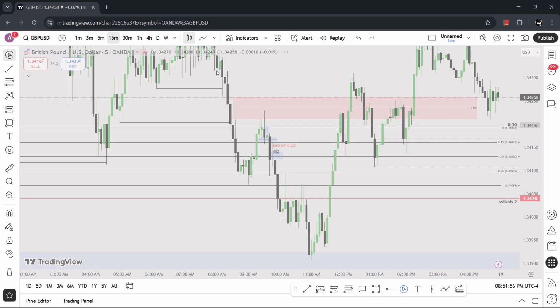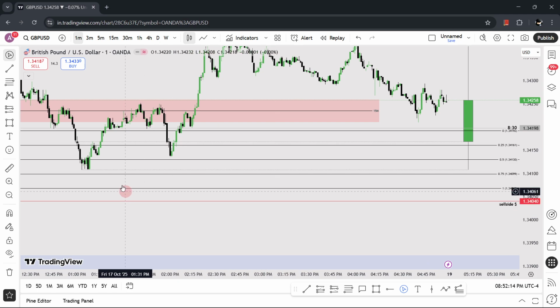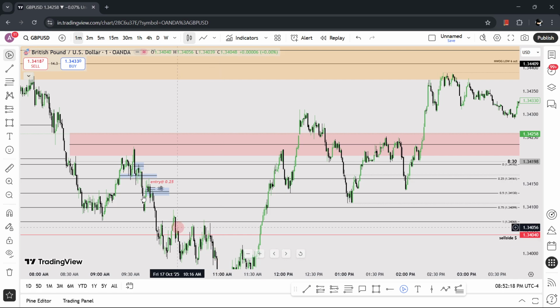Now you have a fair value gap right there at the 0.5 level, and you have a breakaway gap at the low of the candle, so the low and the 0.7 level. Going to 1 minute, I didn't check this till now. Okay, it is my trade from there to here.